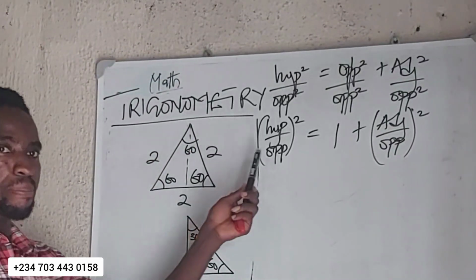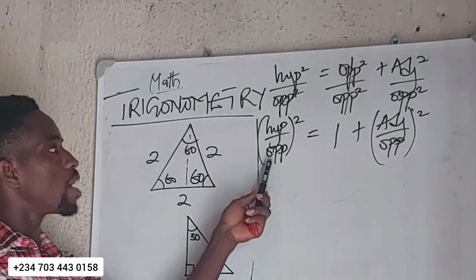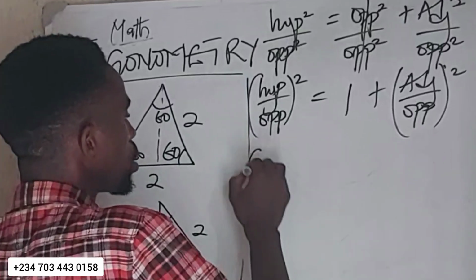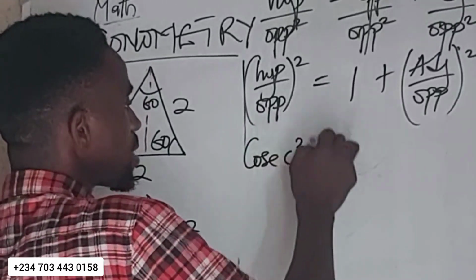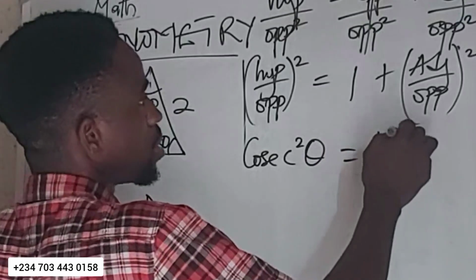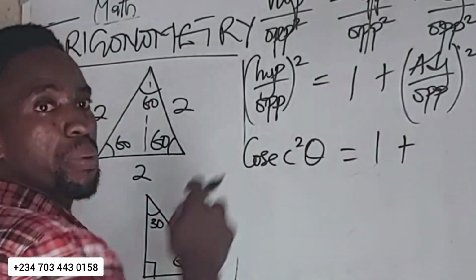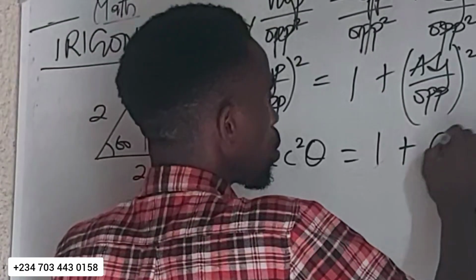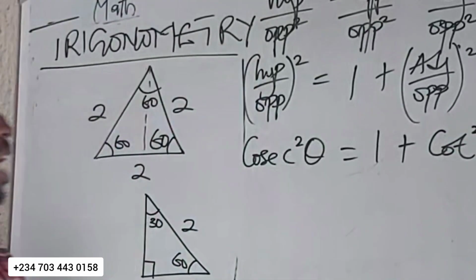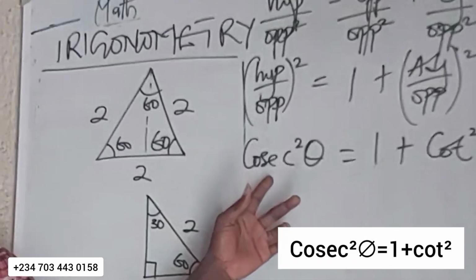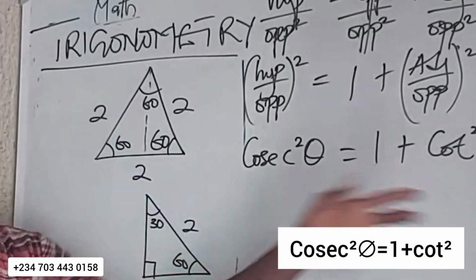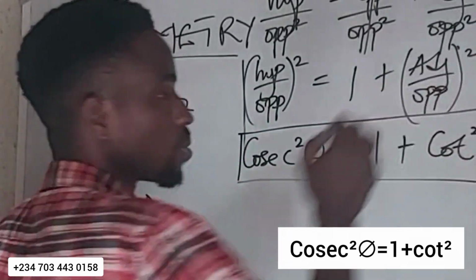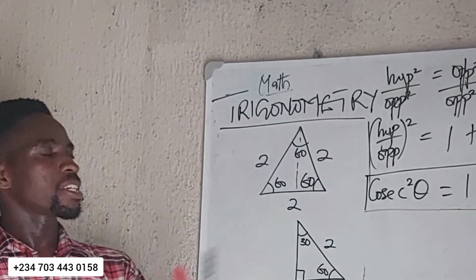Remember, hypotenuse over opposite is the inverse of sine. So this is going to be cosec squared theta is equal to 1 plus adjacent over opposite, which is the inverse of tan, cot squared theta. So another relationship we have seen is that cosec squared theta is equal to 1 plus cot squared theta. We can keep this in mind also. It's very important.